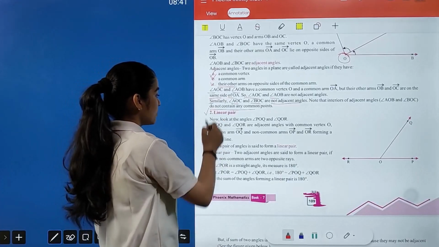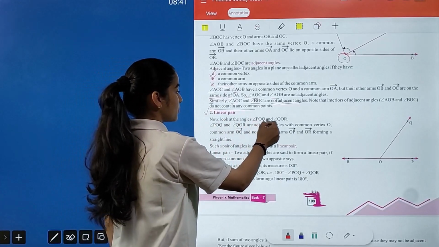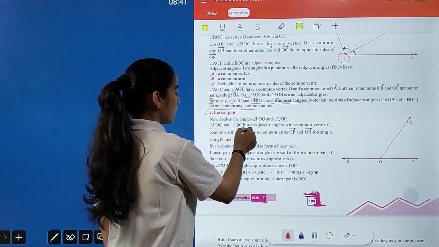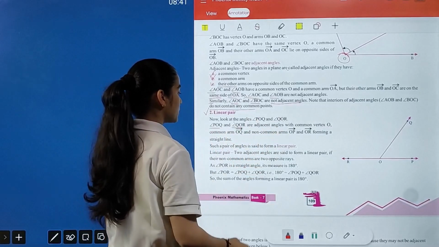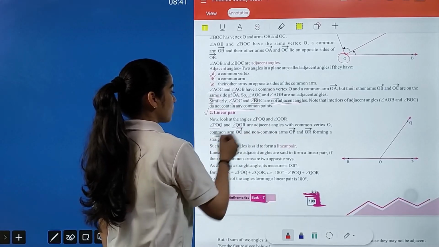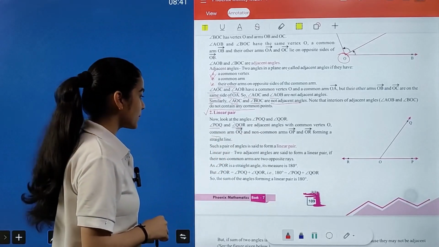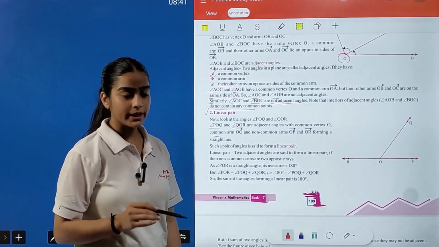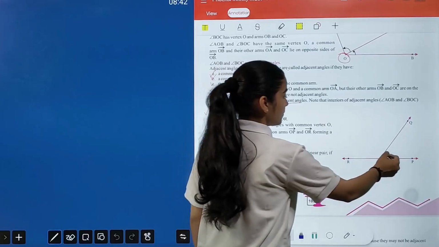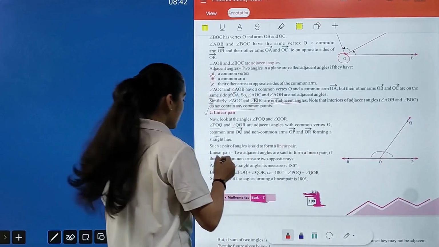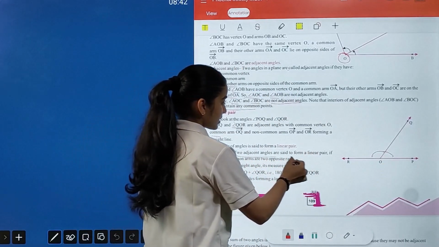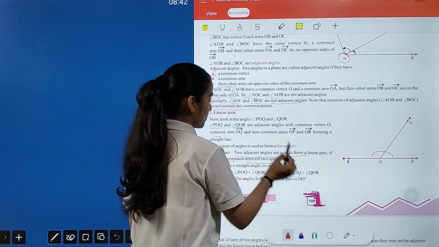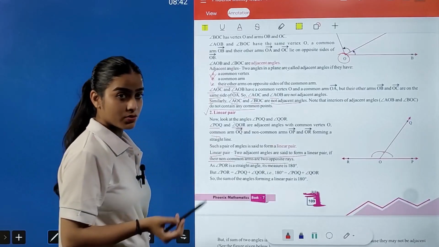Next we have linear pair. Now look at the angles, angle POQ and angle QOR. Angle POQ and angle QOR are adjacent angles with common vertex O, common arm OQ, and non-common arms OP and OR forming a straight line. Basically, a linear pair is equal to 180 degrees. That's why it always forms a straight line. Two adjacent angles are said to form a linear pair if their non-common arms are two opposite rays.